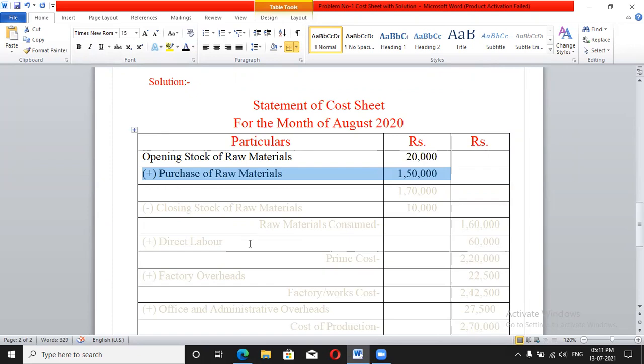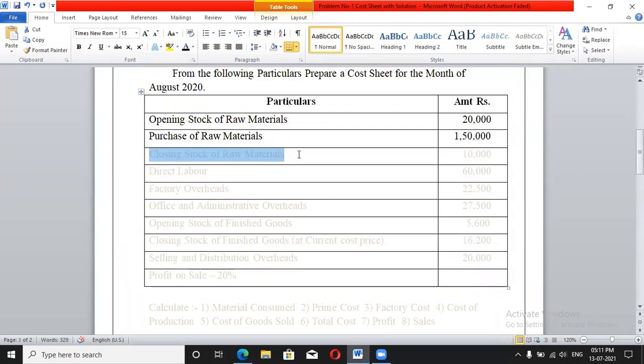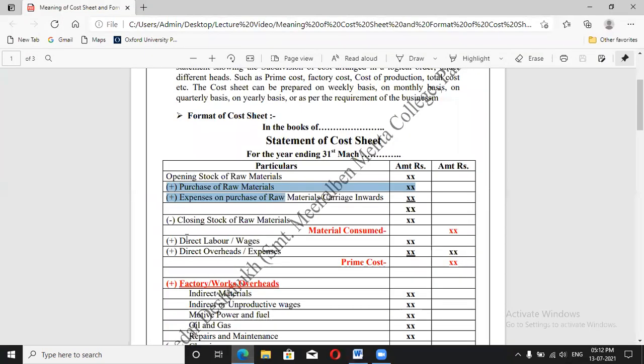Then the next point given is the closing stock of raw materials. This is the year-ending closing stock. How much closing stock remains? 10,000. So, as we know from the format, closing stock is deducted from the purchase of raw material. In this particular problem, expenses on purchase of raw material are not given, so they should be neglected. Then we deduct the figure of closing stock of raw material.